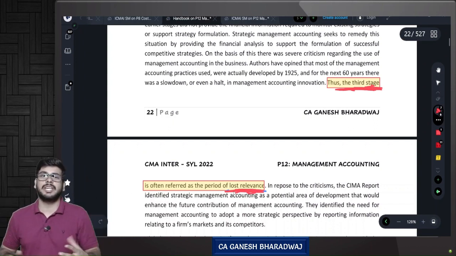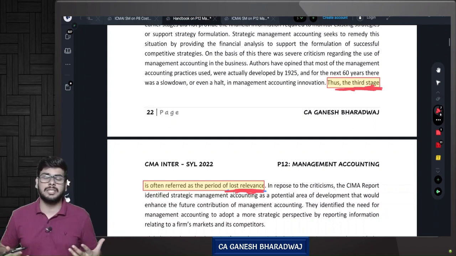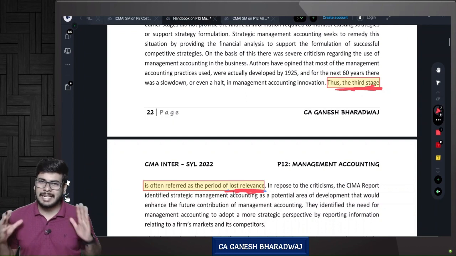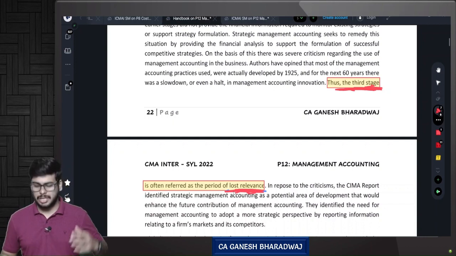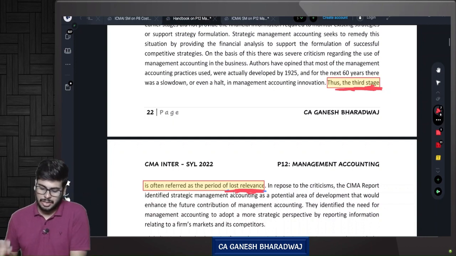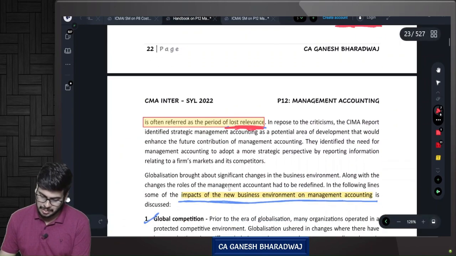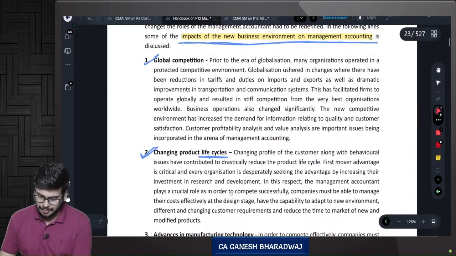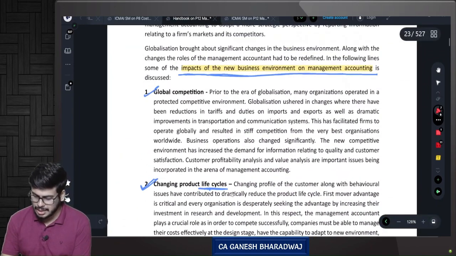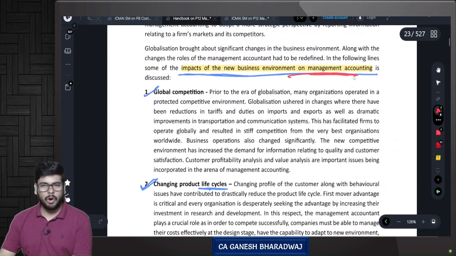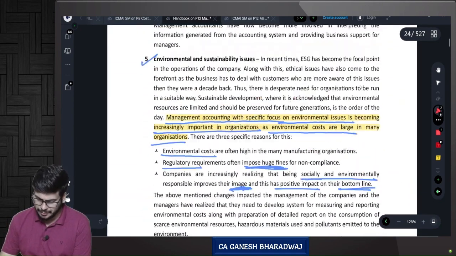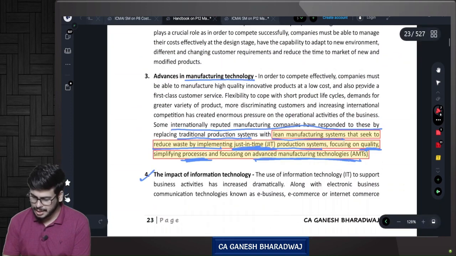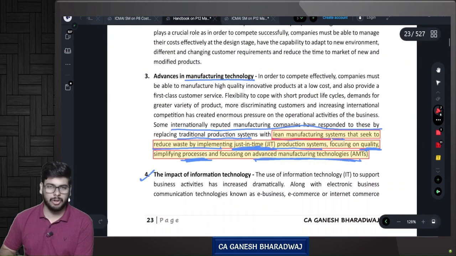The fourth stage came up with a lot of advanced technologies, and that is the reason why the fourth stage came up. Currently we are in the fourth stage, which came up with a lot of technological advancements. The third stage is actually a period of lost relevance. This has been mentioned here. Clear? And of course, the impacts of the new business environment on management accounting, all these impacts I have just explained to you. In fact, I think there is one question, the lean manufacturing systems, that also we saw there.